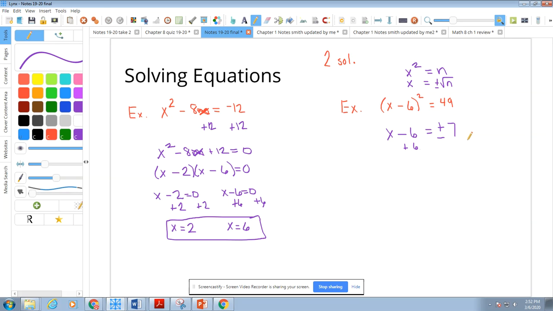Then I add 6 to both sides. And so my two solutions are going to come from x being 7 plus 6, and the other one would be negative 7 plus 6. And so my two solutions are 13 and negative 1.